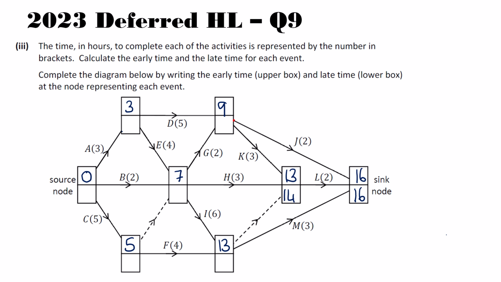Then if I come back here, there's 2 that are feeding out from that node. There was J and K, so I'm looking at the bottom numbers. So 16 minus 2, which is 14. 14 minus 3, which is 11. Remember, we're always picking the smallest one when it's a late time.